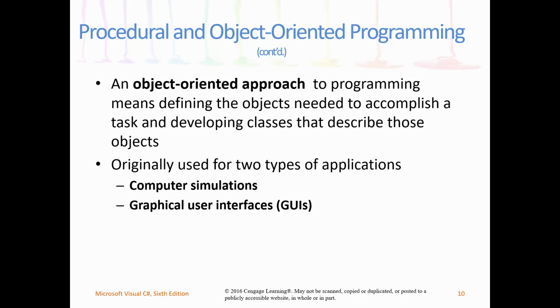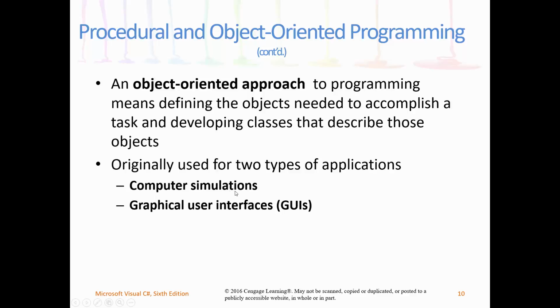So as it says, with object-oriented programming, you define the objects you need to accomplish a task, and you develop classes as a blueprint to describe those objects. All right? And in fact, as we go on in here, you'll notice that every time you use a GUI, you're working with objects.